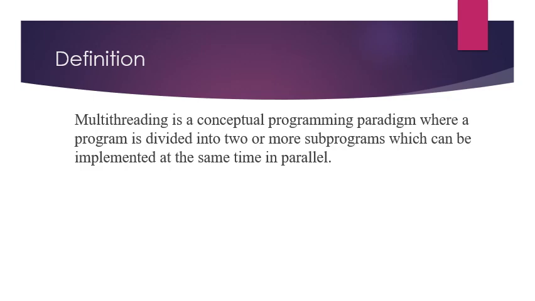By definition, multithreading is a conceptual programming paradigm where a program, nothing but a process, is divided into two or more subprograms which can be implemented at the same time in parallel. Let us take an example. One subprogram can display an animation on the screen while another may build the next animation to be displayed. This is similar to dividing a task into subtasks and assigning them to different people for execution independently and simultaneously. This is about the multithreading definition.